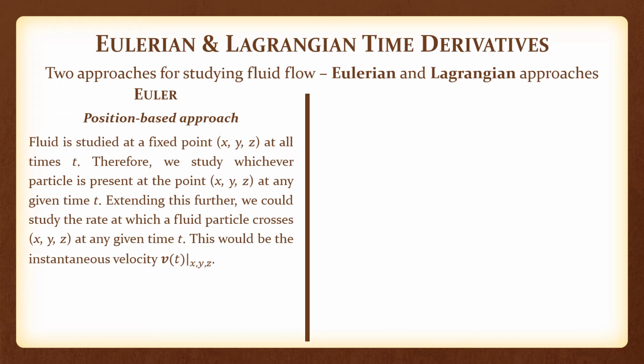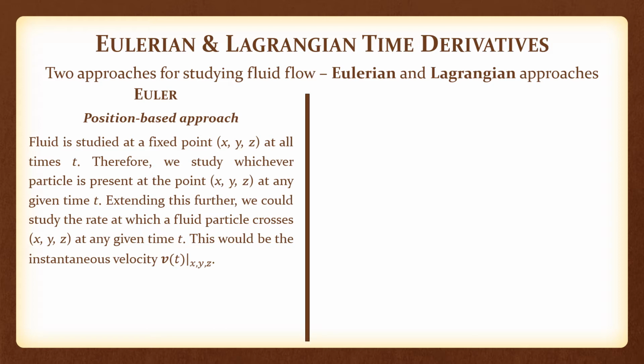Therefore, since our attention is focused on this fixed point, we study whichever particle is present at that point at any given time. So a particle may come, reach that point at a certain time, and then it may depart, and another particle may come and it may depart, and so on and so forth. This Eulerian approach is something that you are familiar with. You have seen this in, for example, thermodynamics, and also in all your other courses in fluid mechanics, heat transfer, mass transfer, reaction engineering, transport phenomena, as a control volume analysis.